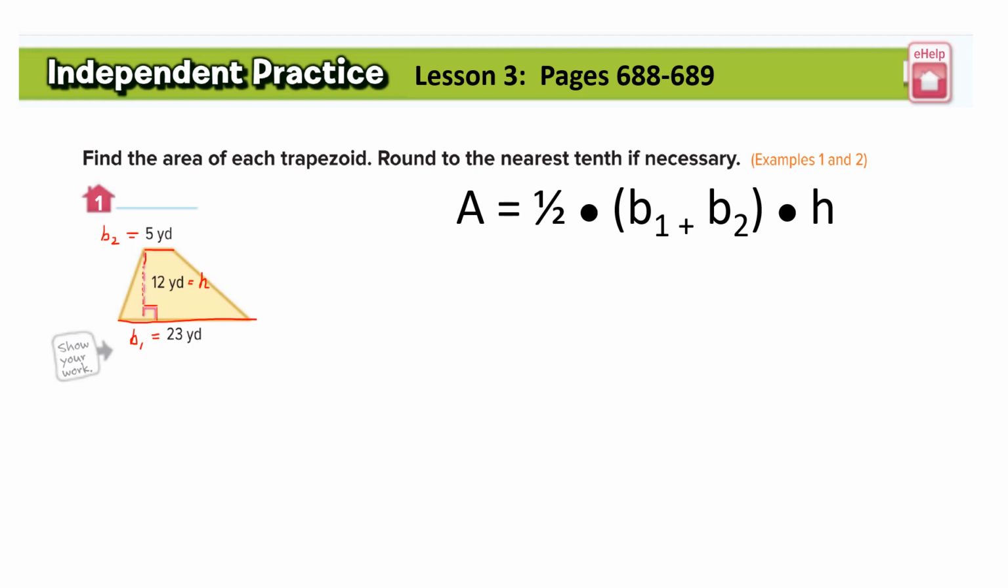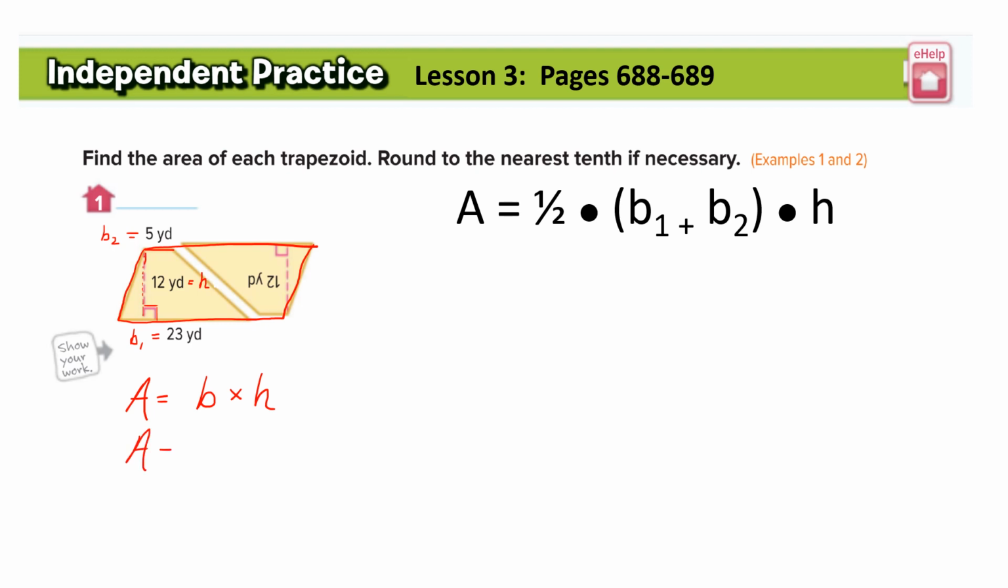Now, what we're really doing here is actually finding the area of a parallelogram. If I flip and rotate the trapezoid and line it up correctly, I get a parallelogram, as you can see right here. So what we can do is find the area of a parallelogram first, and we already know that formula. The area of a parallelogram is the base times the height.